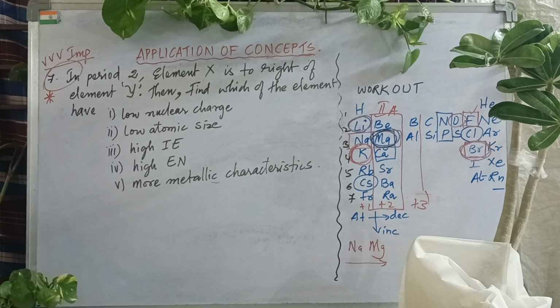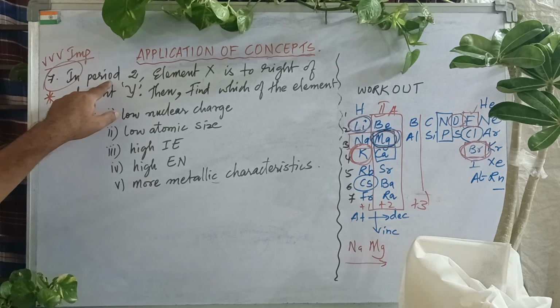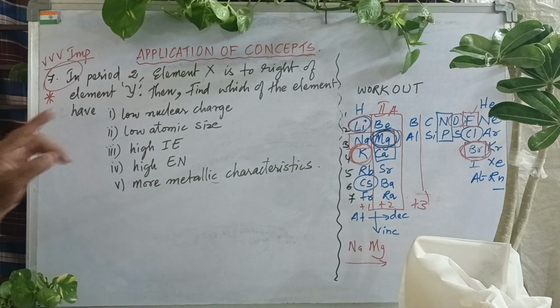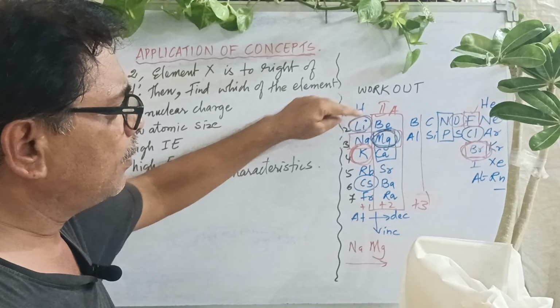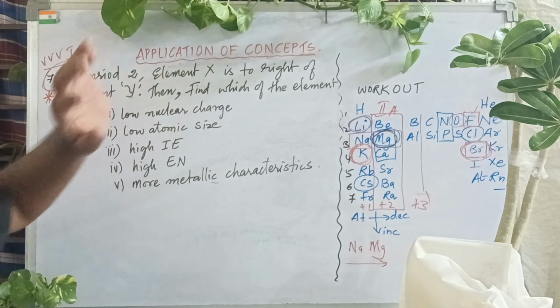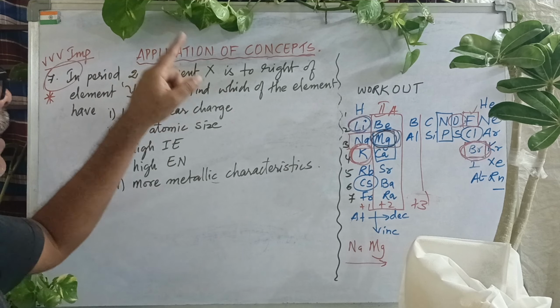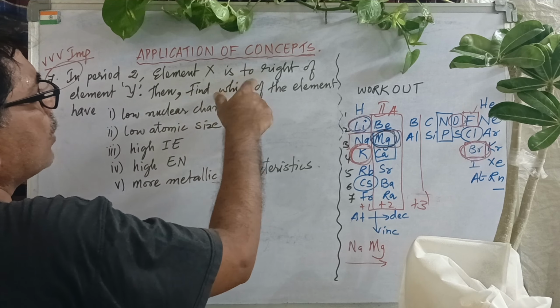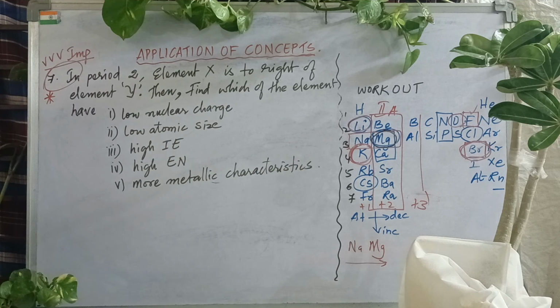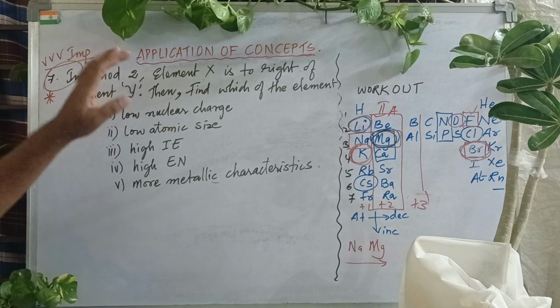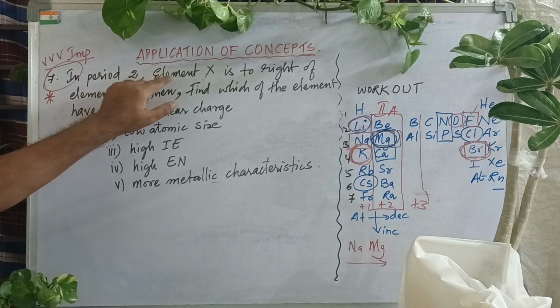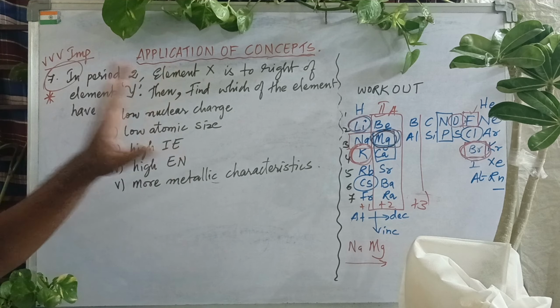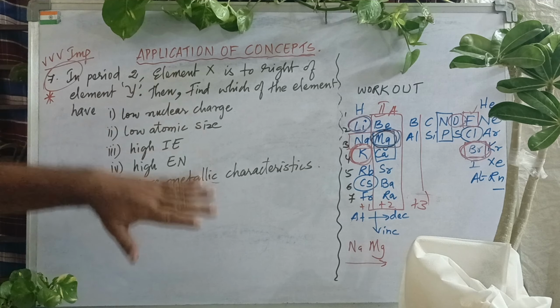The next question is a very important question. In period 2, the elements are lithium, beryllium, boron, carbon, nitrogen, oxygen, fluorine, neon. So he is speaking about a period 2 element, but he is not mentioning which element. In period 2, element X is to the right of element Y.